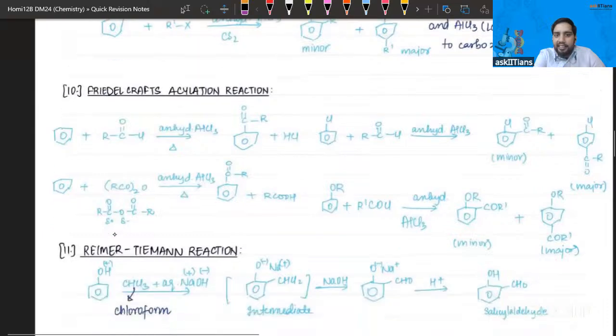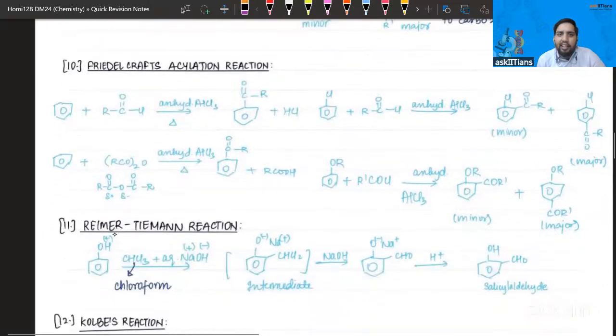Next reaction is acylation. The reaction is similar. Here we take acyl chloride. This group is acyl, and here we are taking chlorine, so it becomes acyl chloride. The electrophile you should know: here the electrophile is RCO positive. So this acyl group is going to attack benzene to give a carbonyl compound.